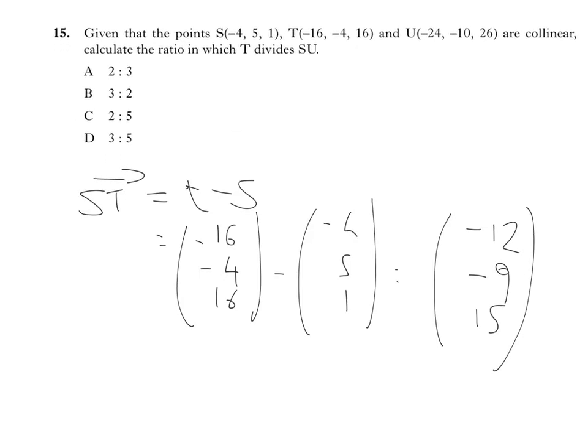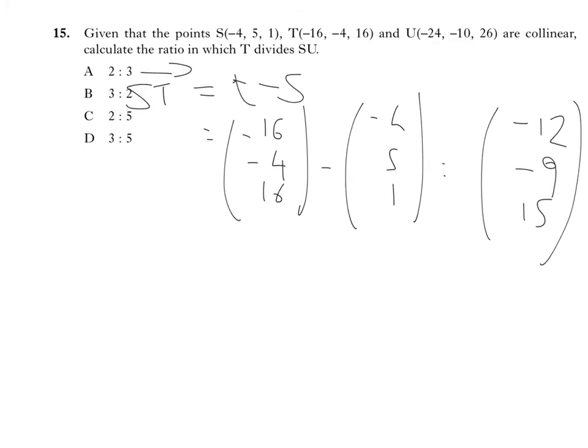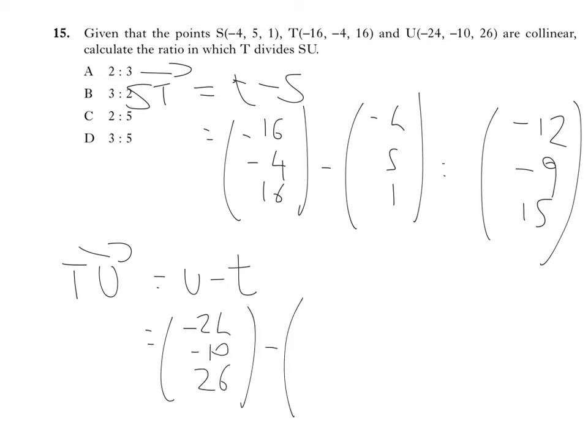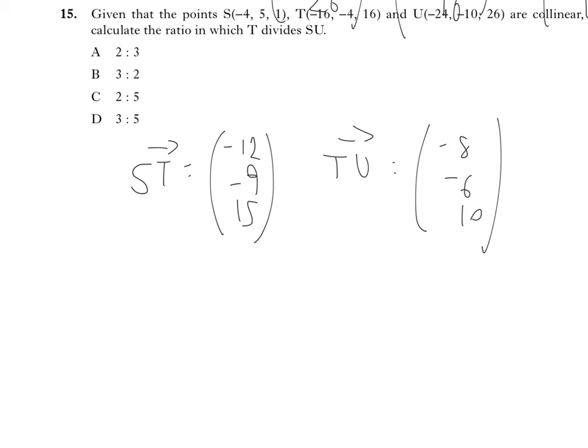I'm now going to look at the vector TU. So TU is equal to U minus T, and that's (-24, -10, 26) minus (-16, -4, 16). Minus 24 minus 16, that's minus 24 plus 16, that's minus 8. Minus 10 minus 4 is minus 10 plus 4, that's minus 6. 26 minus 16 is 10. So there's my two vectors, ST and TU.